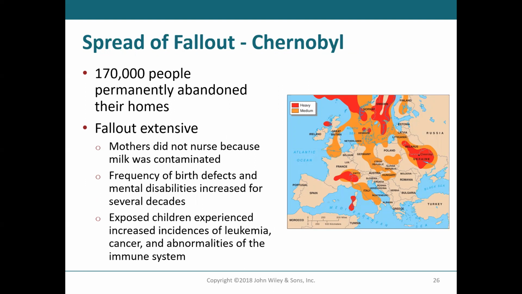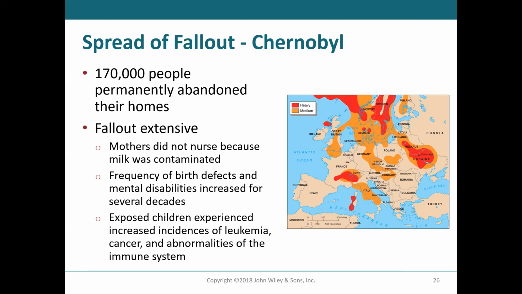Over the course of 3 days, 170,000 people had to abandon their homes. The fallout was extensive because the Soviet government did not have the proper resources to contain the radiation, as well as they did not alert the rest of the world appropriately so that they could get those resources in time.